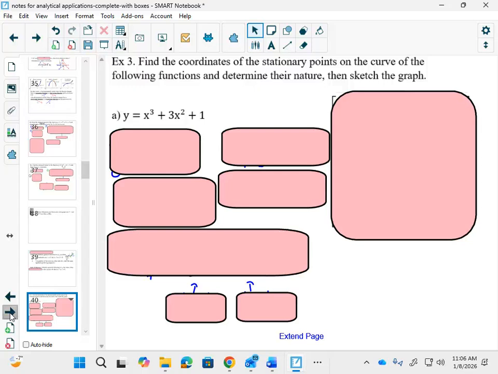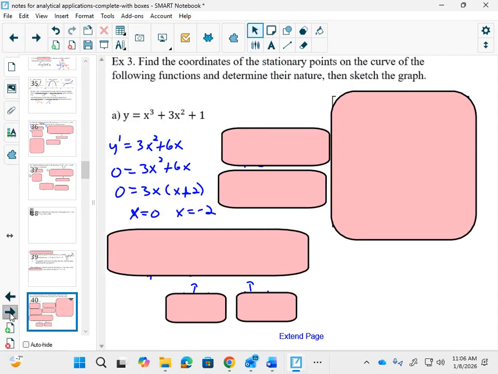So how do we find stationary points? We use our derivative and set our derivative to 0. You can factor out a 3x and you get 2 stationary points. Are there any non-permissible values? No. So the only critical points are your stationary points.